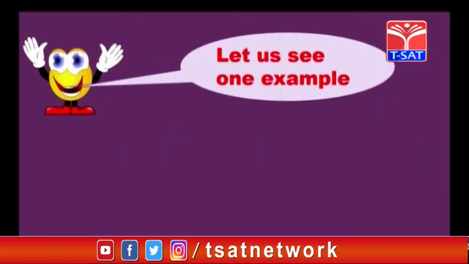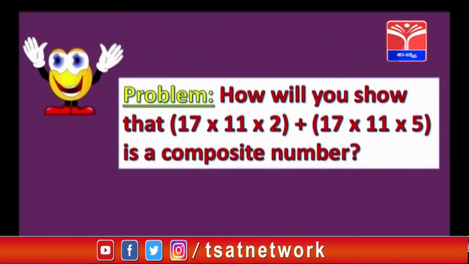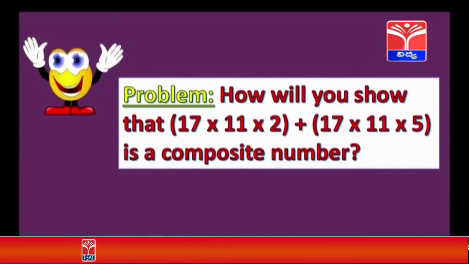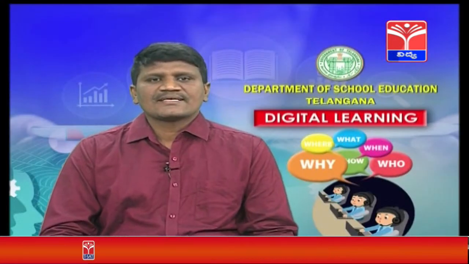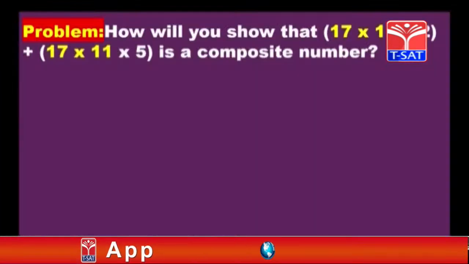So using this, let us see one example. The first problem is: how will you show that 17 into 11 into 2 plus 17 into 11 into 5 is a composite number? This number has two terms and we should show that it is a composite number.